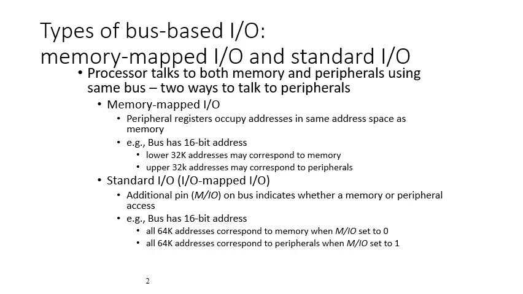In memory mapped input output, peripheral registers occupy addresses in the same address space as memory. For example, the bus has a 16 bit address. 16 bit means 2 raised to the power 16, so we will have 65536 addresses, which means 64K. The lower 32K addresses may correspond to memory and the upper 32K addresses correspond to peripherals. So peripheral registers occupy addresses in the same address space as memory.